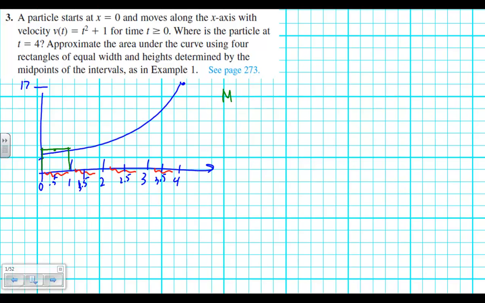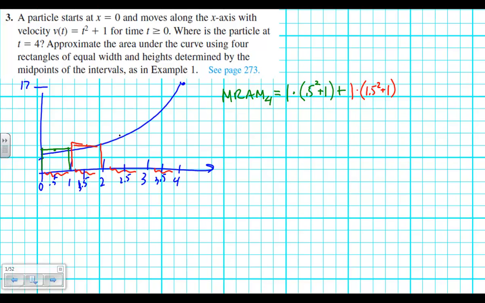So we're going to do again MRAM. We're using 4 intervals, and the first rectangle is 1 wide, and how tall is it? It is 0.5 squared plus 1 tall. Our second rectangle, maybe we should do these in different colors. Our second rectangle is going to be 1 wide. And how tall is it? It's 1.5 squared plus 1 tall.